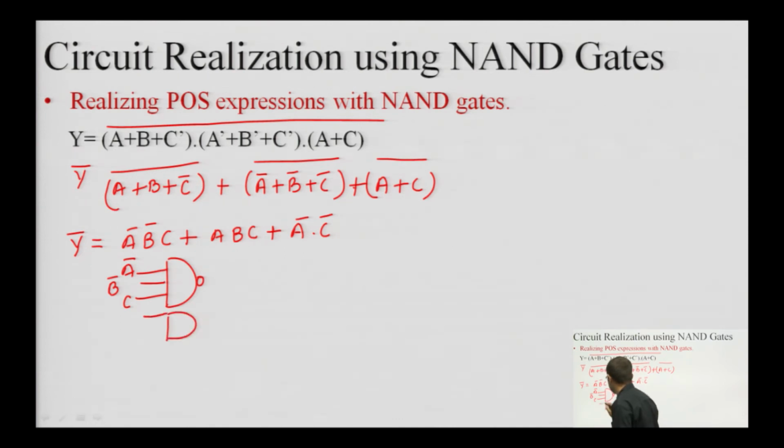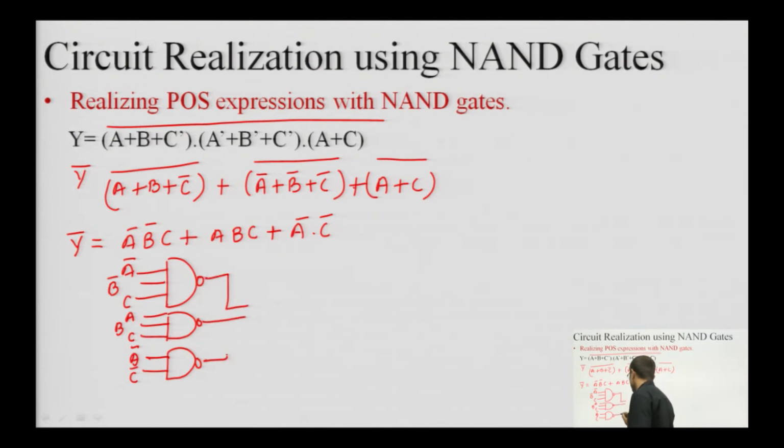Another product is A, B, C. Third product is A bar, C bar. So, all these are NAND gates, they have to be added together.